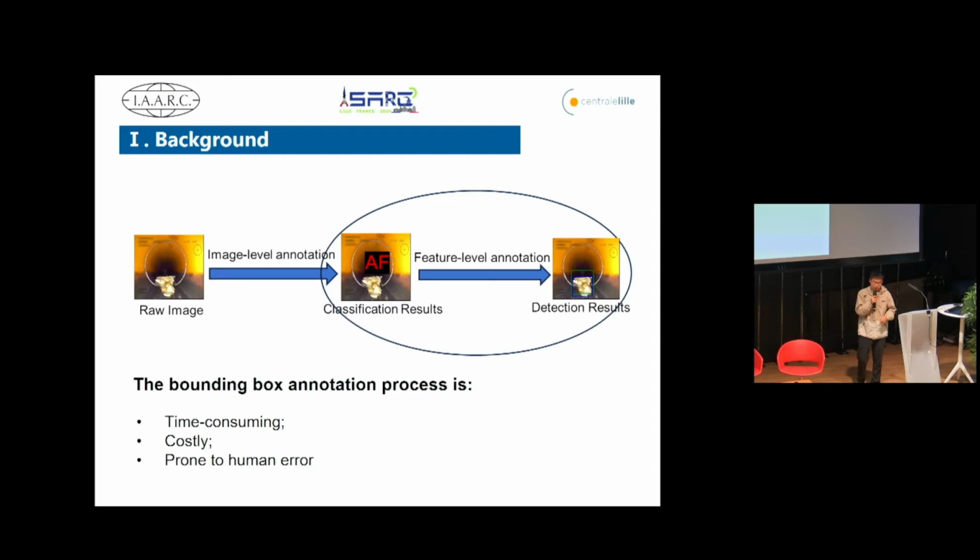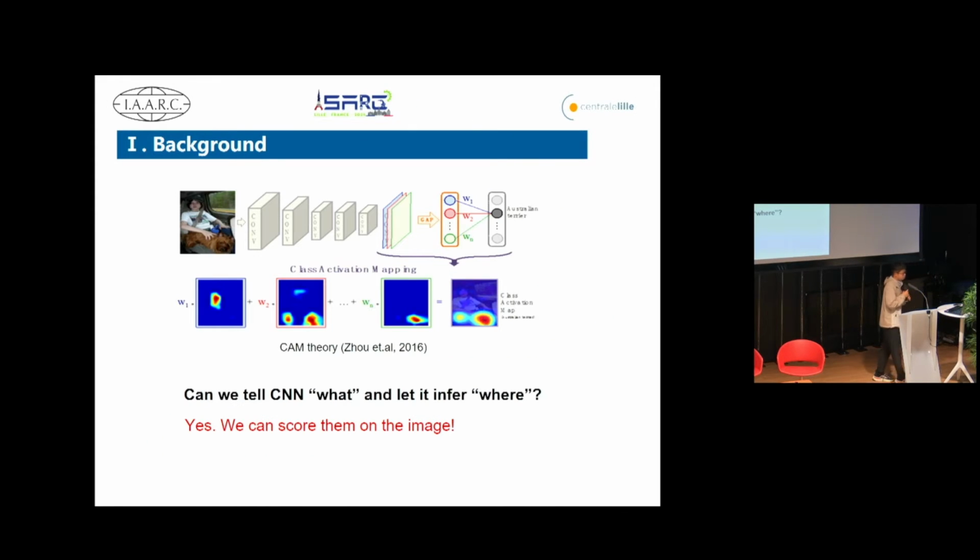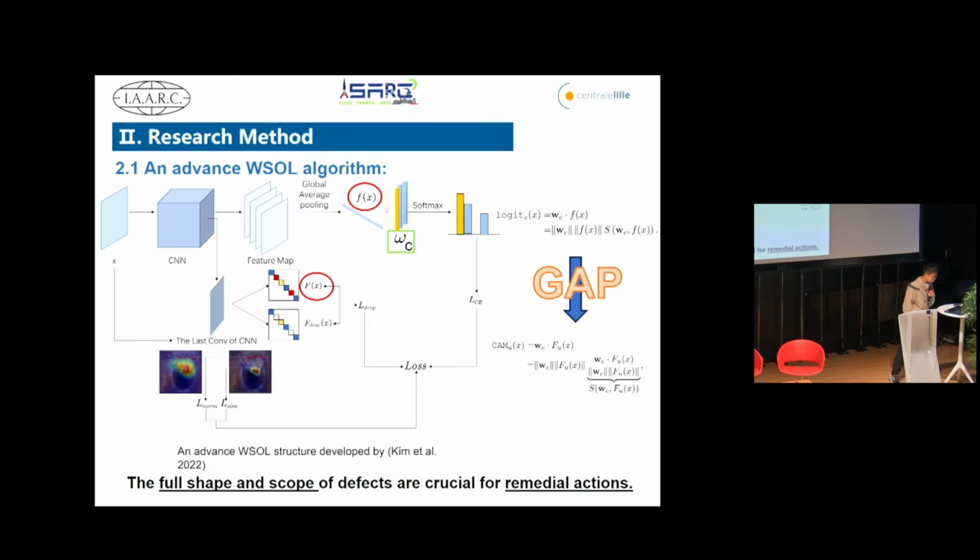However, traditional deep learning-based defect detection models rely on detailed feature-level annotation, and creating these bounding boxes is very tedious. To address this gap, we explore the method of weakly supervised learning using class activation map. CAM is a technique that generates a heat map to highlight the most important regions influencing the model's classification decision.